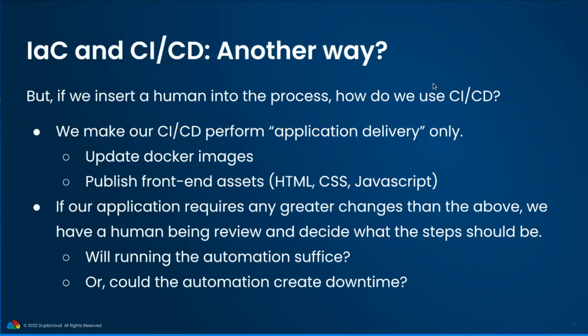So then the next bullet might answer the questions you might have left. Well, how do we do those other changes? If our application requires any greater changes than the above, we should have a human being review it and decide what the steps should be. And this gives you a chance to answer the question: is running the automation just going to solve this for me, or is it going to create a downtime perhaps, right? You can actually answer that question before you roll out an architecture change in production.